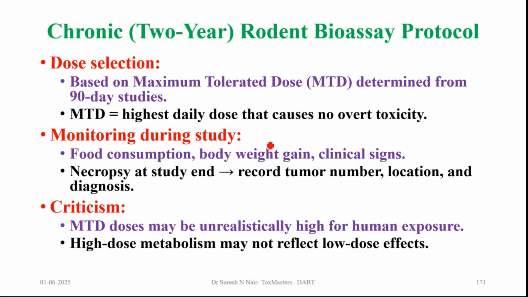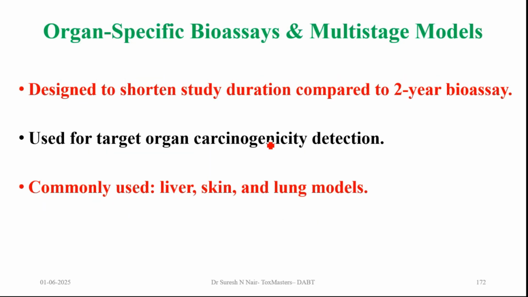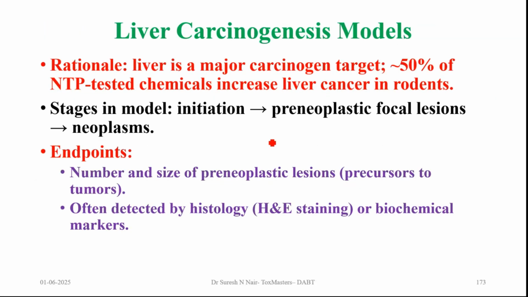Okay, the dosage monitoring, everything is there. Then organ specific bioassays. So the previous ones are the general carcinogenicity studies. Next one is the organ specific bioassay. That is particularly whether it has any hepatotoxicity potential, nephrotoxicity potential, or any other toxicity, lung, liver, and such toxicities for a particular organ system. That is what is being studied in the organ specific bioassay.